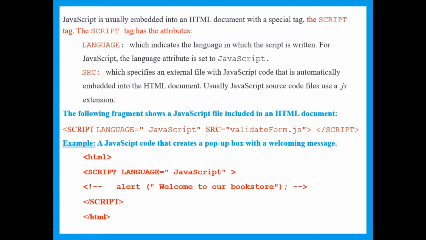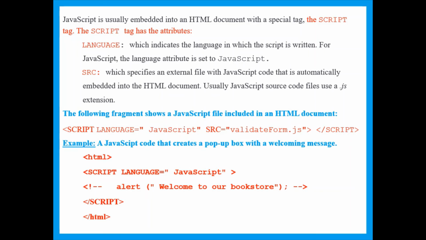Let us see the format of a JavaScript file included in the HTML document. Here we are using a script tag, within that the language attribute making use of JavaScript. So I have to specify JavaScript, and the source will be given as the name of the JavaScript file with an extension of .js. This validated form is the file name of the JavaScript. This JavaScript can be embedded within the HTML page.